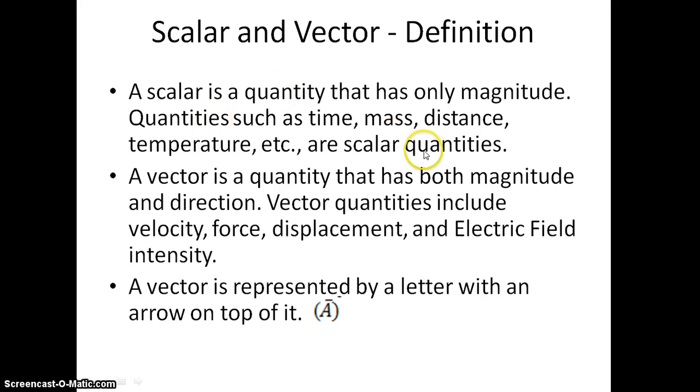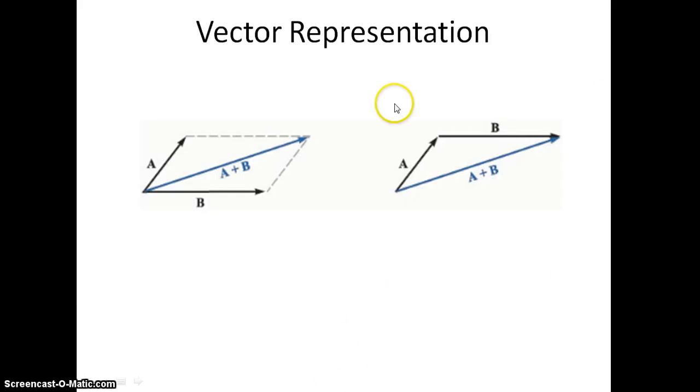They don't have direction. A vector is a quantity which has both magnitude as well as direction. Vector quantities examples are velocity, force, displacement, electric field intensity, etc. So these quantities have both magnitude as well as direction. See, a vector is represented by a letter with an arrow on top of it. Say A vector. So this is how a vector is represented.